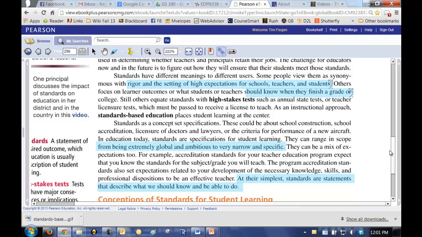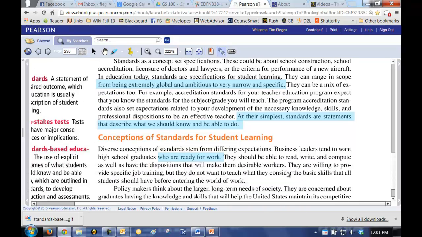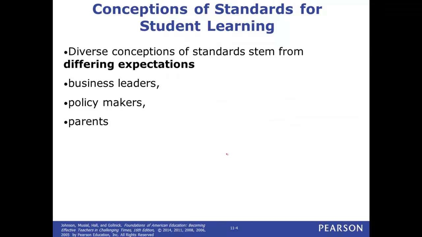Teaching today, standards and specs for learning can range in scope from being extremely global and ambitious to very narrow and specific. And you know that if you've dabbled in standards at all. At their simplest, standards are statements that describe what we should know and be able to do. Grab that phrase, you need that. So what about the conception of standards for student learning? Well, let's go on here.